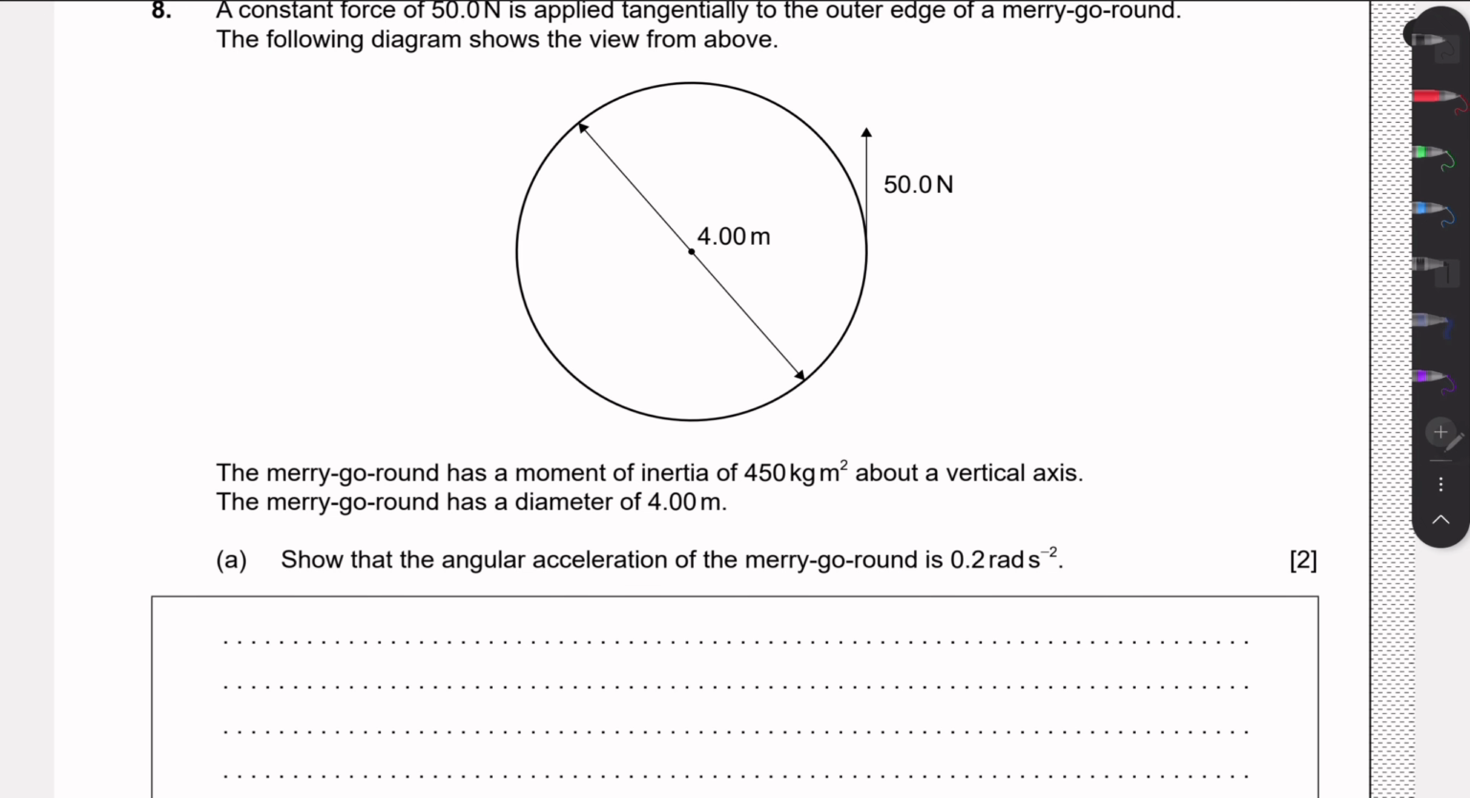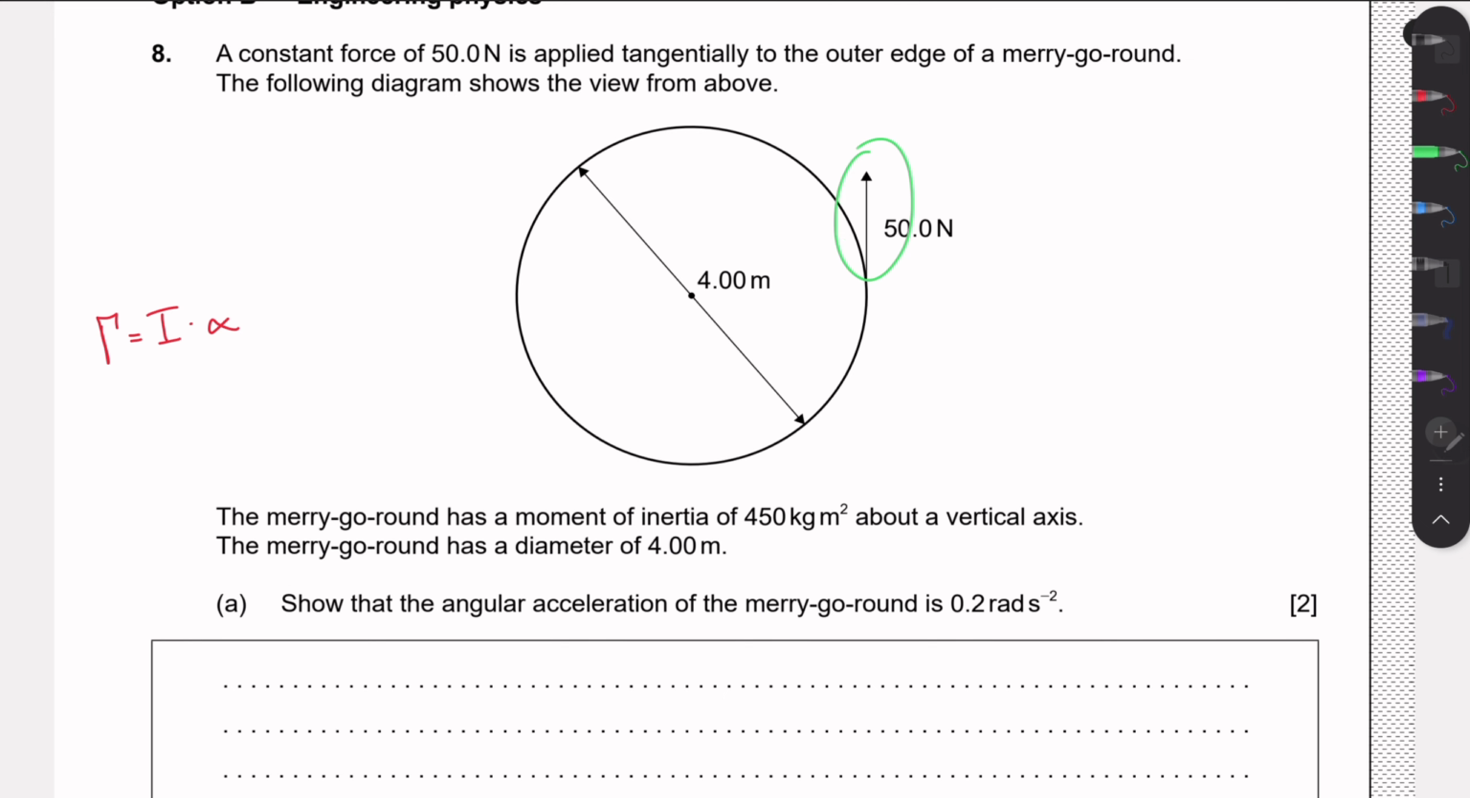So this is the typical equation here. We know that the torque is equal to the moment of inertia times the angular acceleration. We need to calculate the torque. We know the moment of inertia, so we can easily calculate the angular acceleration. And the question is, what is the torque? Over here, this 50 newton force is what is producing the torque. It's what's making everything rotate.